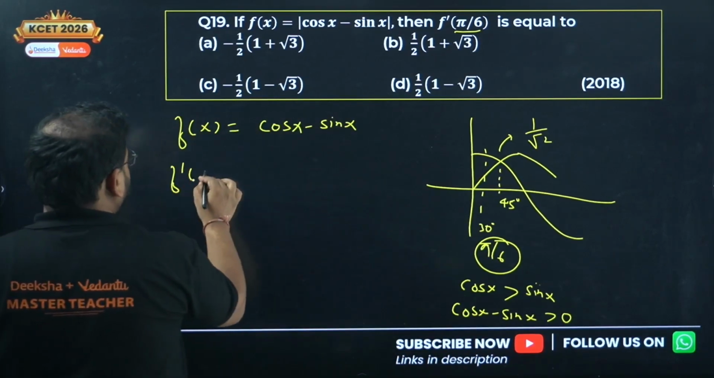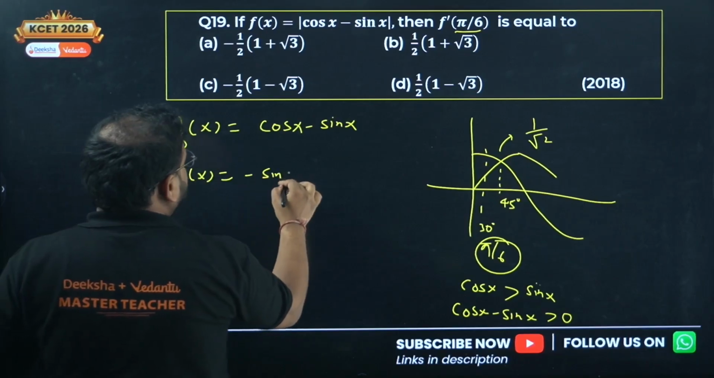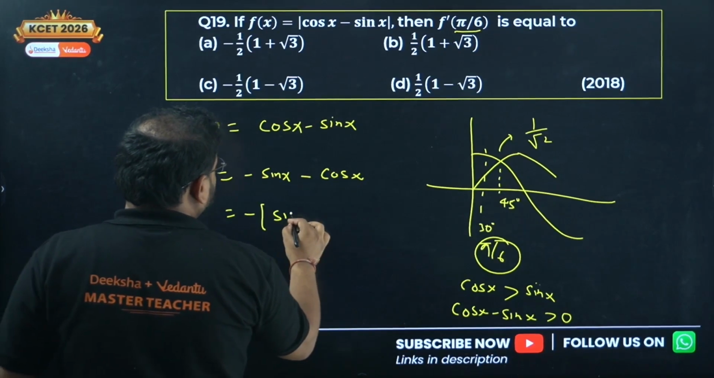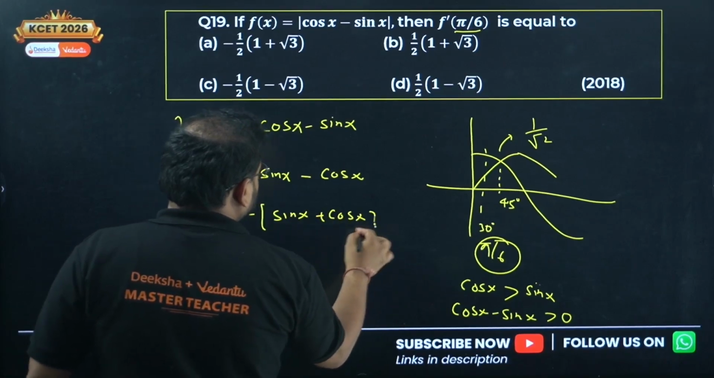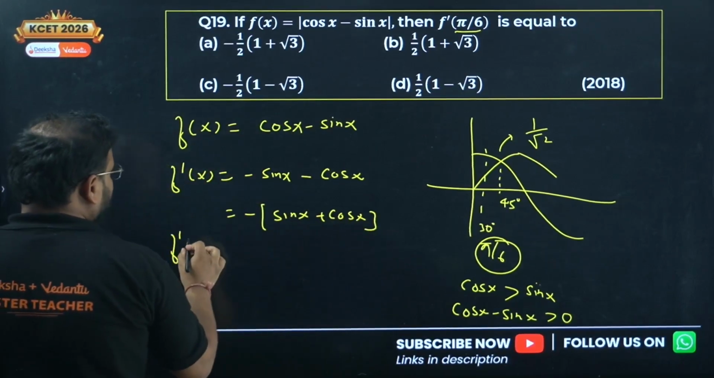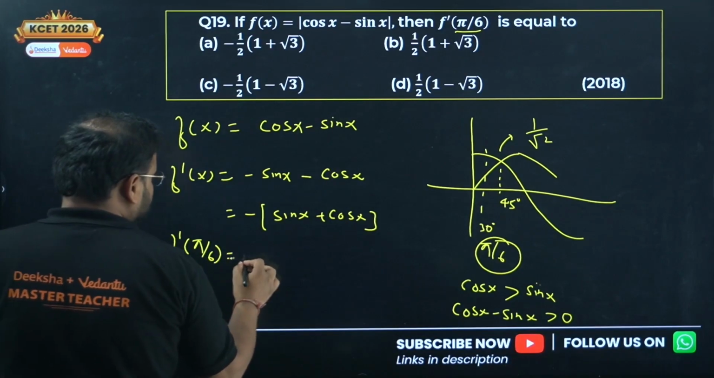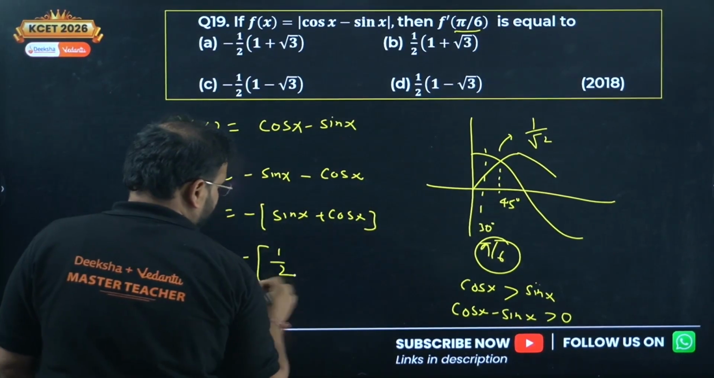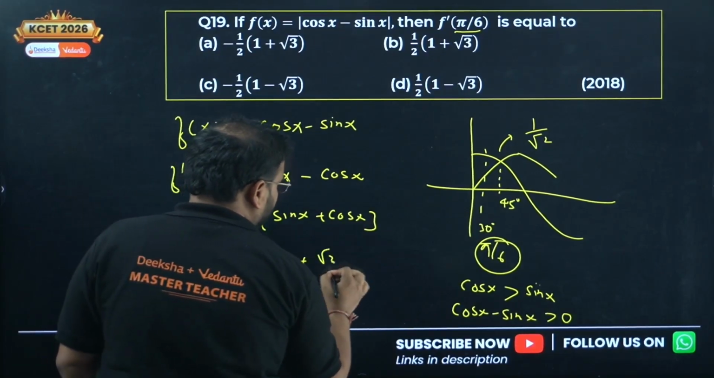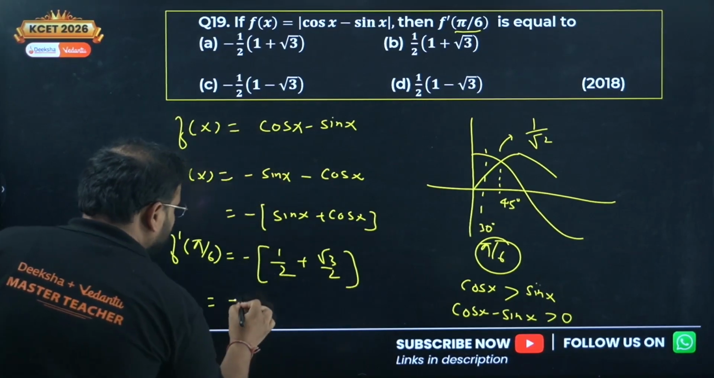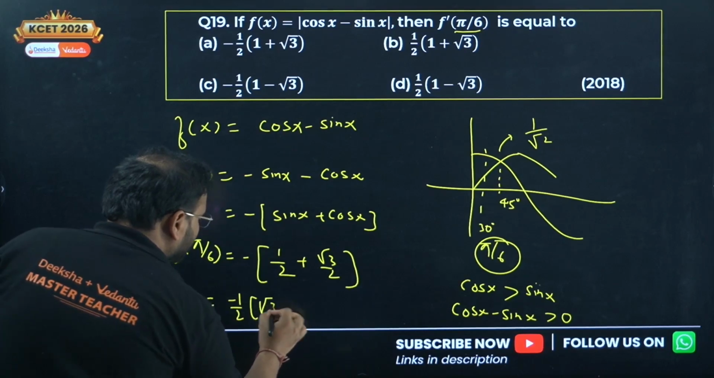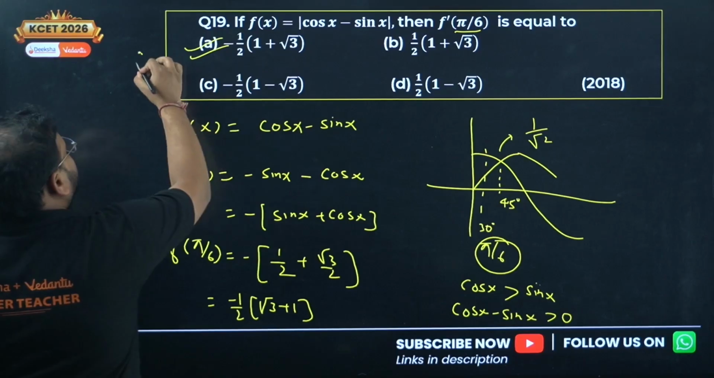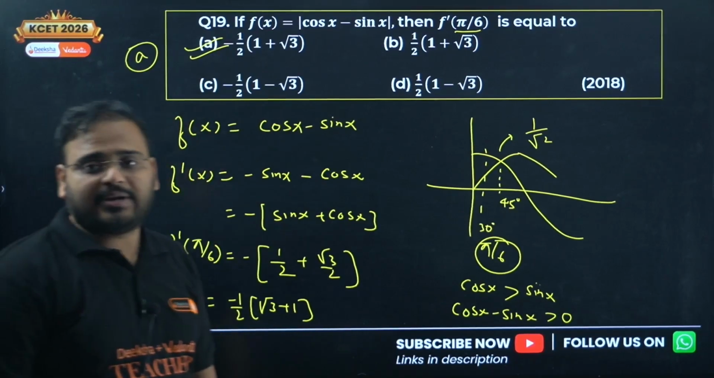Differentiate now. Cos becomes minus sin. Sin becomes cos. Take minus sin common. We have sin x plus cos x. I want the value at what point? F dash of pi by 6. Minus sin outside. Sin pi by 6 is what? Sin 30, 1 by 2. Cos 30, root 3 by 2. Take 1 by 2 common. You get minus 1 by 2 times root 3 plus 1. Option A is the right choice. 19th, option A is the right choice.